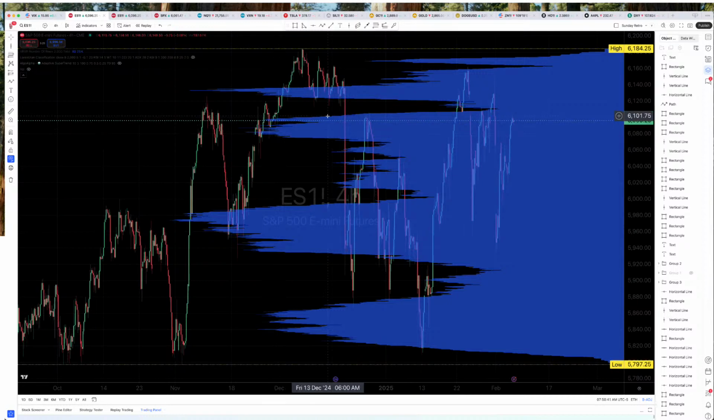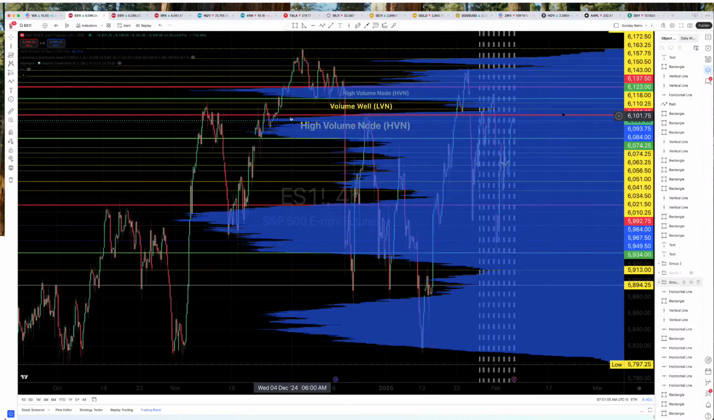So you can see what we're looking for are structural levels, and that's in these really deep crevices inside of the LVNs, or what I call volume wells, or on the edges where there's a strong change in the demarcation between high volume and low volume. Those all provide significant levels of support and resistance.